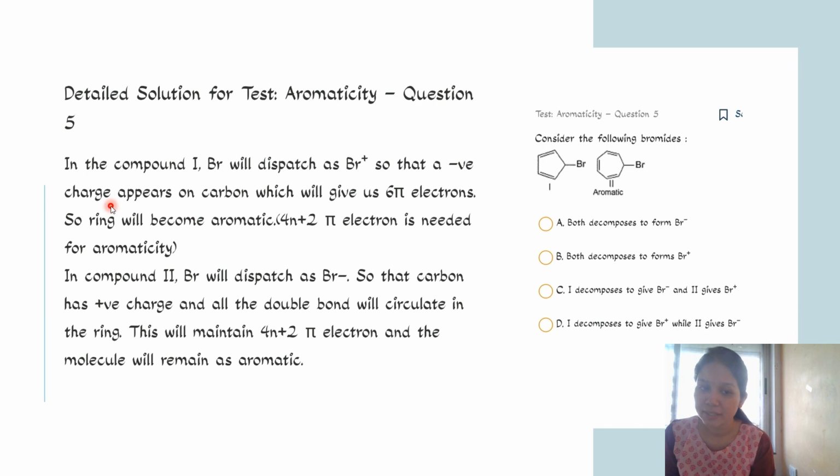What happens in compound 1, Br will dispatch as Br plus, like we said, so that it gives a number of 6 pi electrons across the ring. And on the other hand, in compound 2, Br will dispatch as Br minus, so that you get total 6 number of electrons on this 7-membered ring. I hope this is clear. Okay, so if it comes to the correct option among these, we clearly know now that 1 decomposes to give Br plus, while 2 gives Br minus. So option D will be the correct answer.